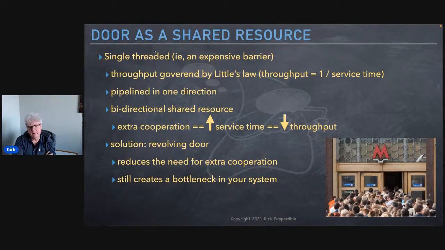But if we have a bidirectional flow, then all of a sudden we have a problem, because now two people arrive at the door, and you have to communicate with each other to figure out who's going to go first, and hence there's probably some social etiquette and whatnot around there.